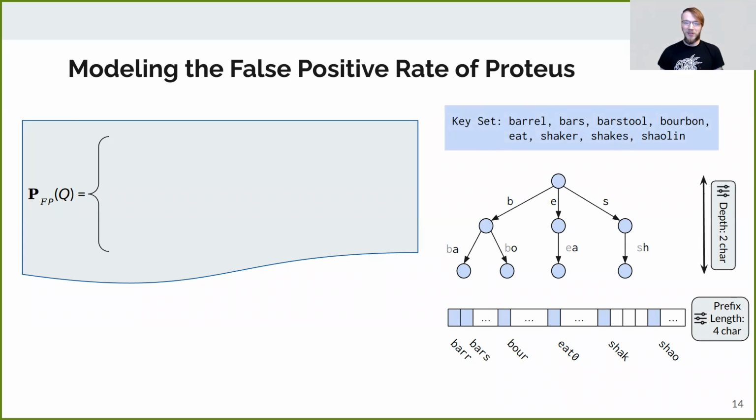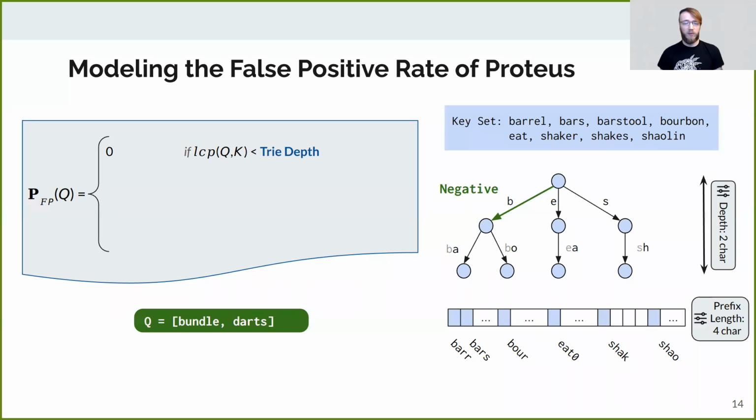Empty queries fall into one of three different cases, determined by the length of the longest common prefix between the query and key set, or the LCP. The first occurs when the LCP is shorter than the trie depth. For example, the query bundle to darts only shares the prefix B with the key set, so no leaf node in the trie will overlap with the query, resulting in a guaranteed negative.